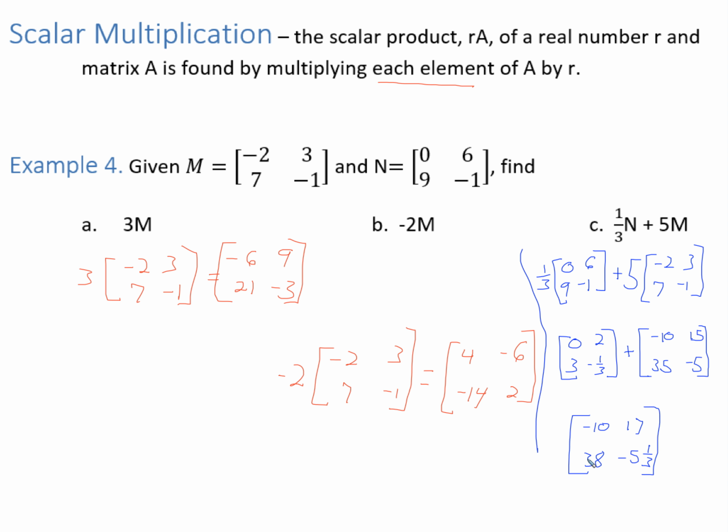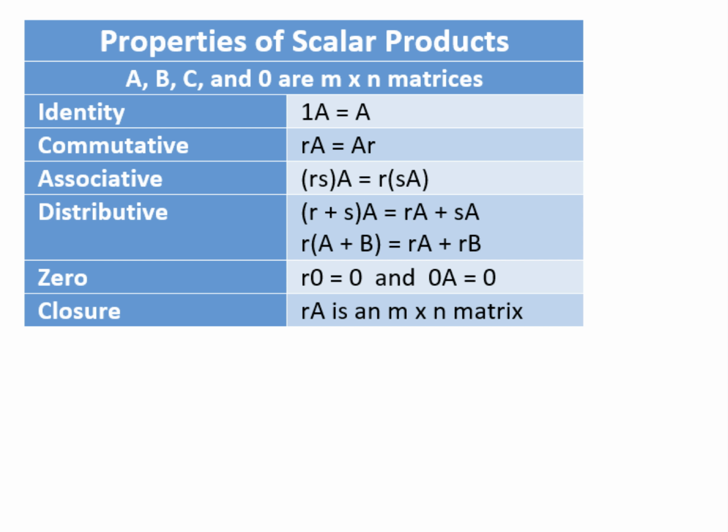And there is our answer for that one. Here's some properties that have to do with scalars. The identity, so 1 times any matrix is still that matrix. Commutative, R times the matrix is the same as the matrix times R.